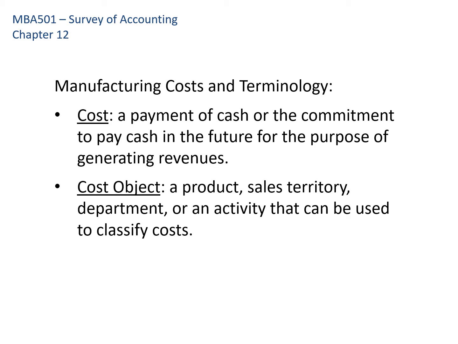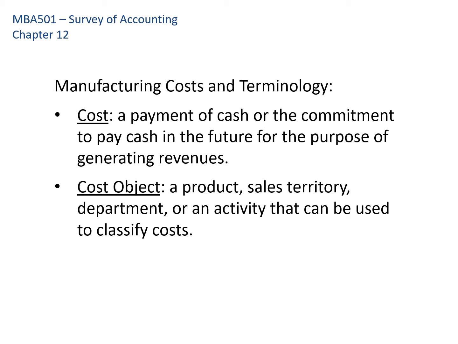So first of all, a little bit of terminology. A cost is, and I'll read this verbatim here, a payment of cash or a commitment to pay cash in the future for the purpose of generating revenues. So it's buying raw materials that I'm going to turn into finished products. It's hiring employees and paying them to make my products, to assemble them, to run the machinery to create them, whatever the case is, that I can then sell later. It's incurring supplies and maintenance components and all of those kinds of things so that I can earn revenue in the future.